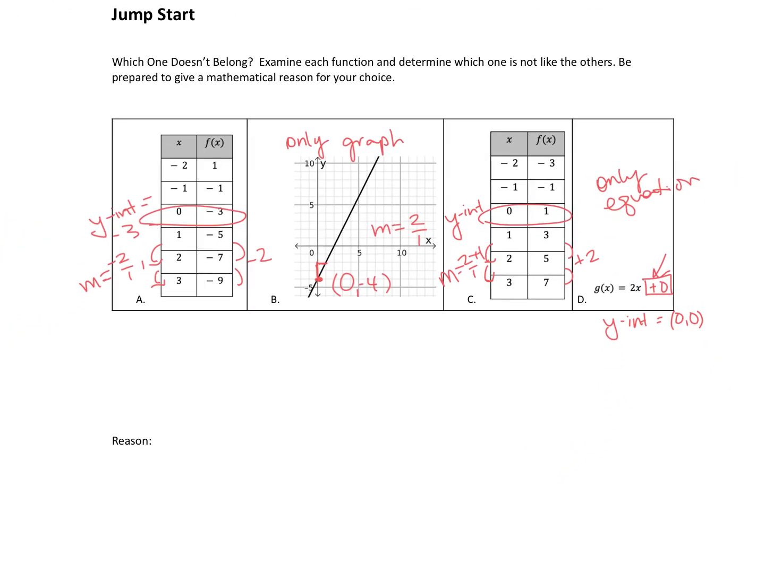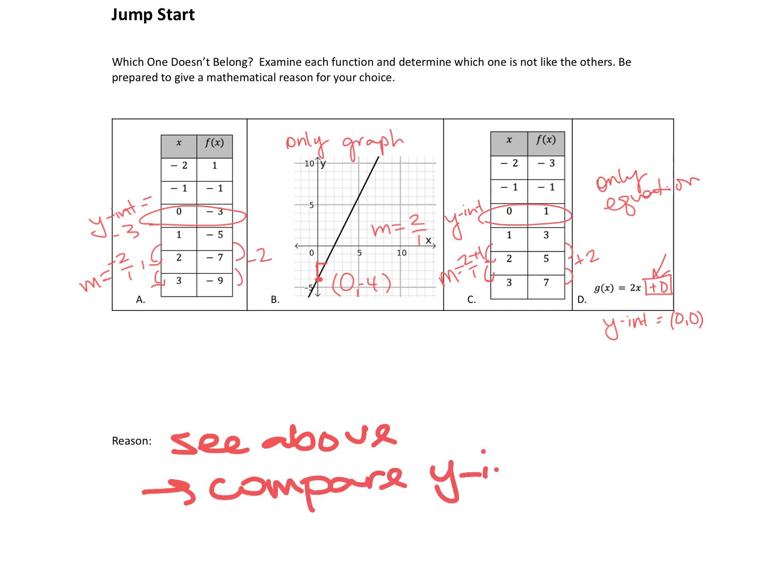So definitely when you pick out why a table or graph or equation is different, definitely look at the y-intercept and at the slope. Those are great reasons. So I'm just going to say see above for my reasons, and just to write a note, compare y-intercepts and slopes. Okay. Now let's go ahead and move on to our launch.